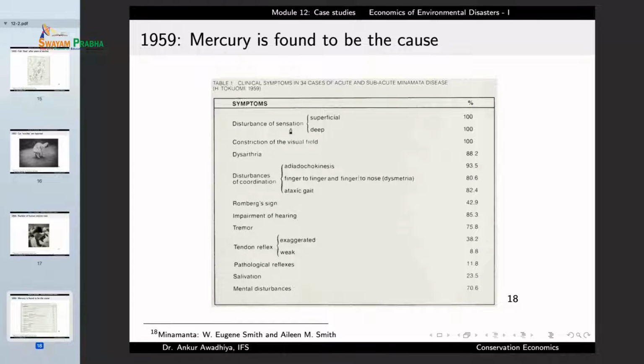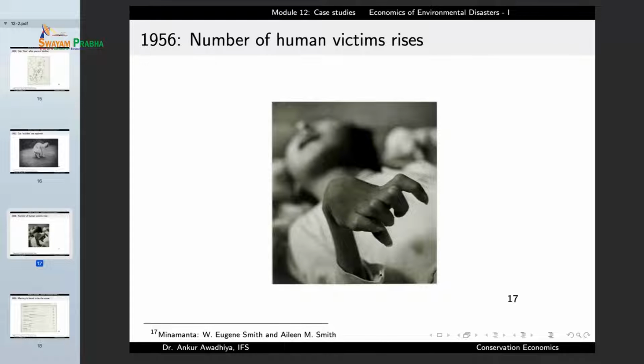Disturbance of sensation, superficial sensation, and deep sensation. The people are not able to sense properly, showing that there is damage to the nerves. There is a constriction of the visual field in 100% of the people. That is, they are not able to see properly. There is dysarthria. Arthros is joint. Dysarthria is a deformation in the joint, such as what we are seeing here. So there is this dysarthria in a large number of patients.